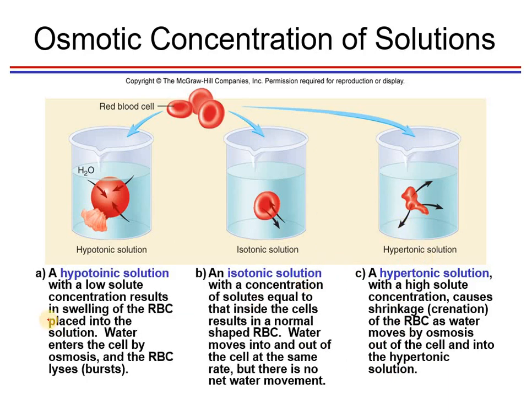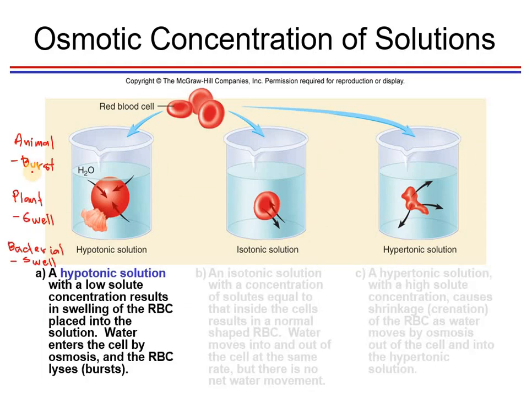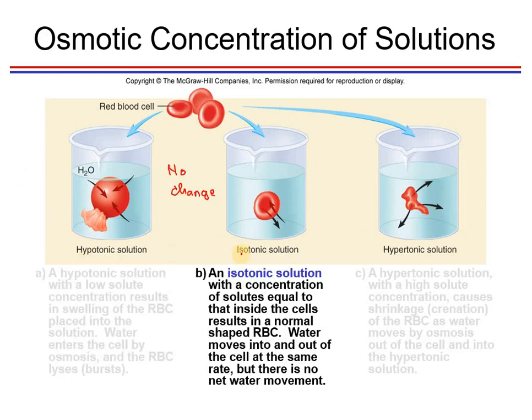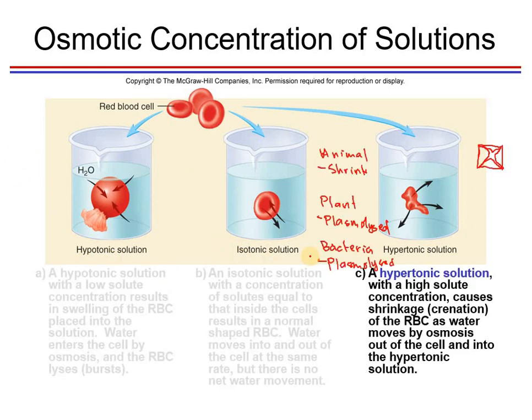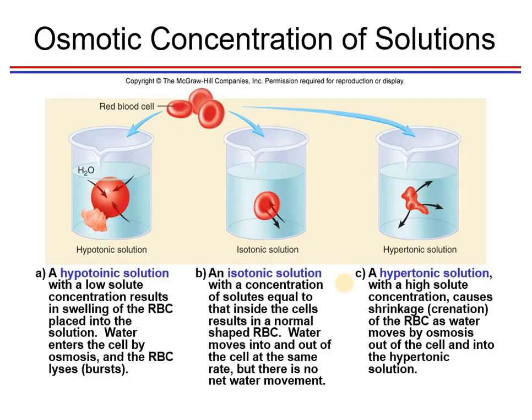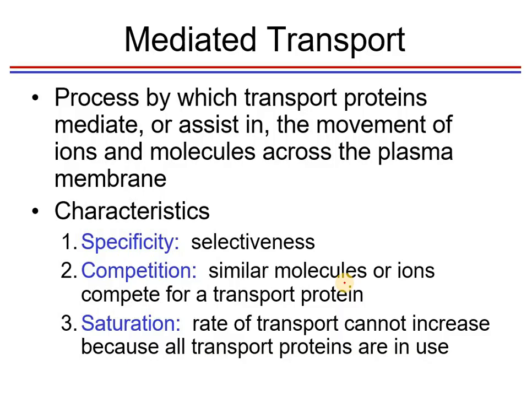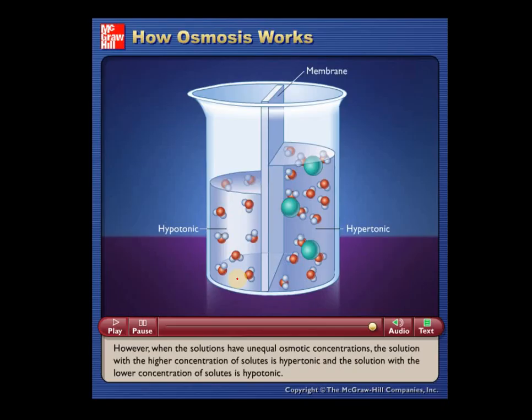So, ito yung summary. No? For hypotonic solution, magbo-burst yung animal cell kanina, yung plant cell magsiswell, yung bacterial cell magsiswell din. For isotonic, no change. For hypertonic, magsishrink yung animal cell, yung plant cell naman magpo-plasmolyze, bacterial cell will also plasmolyze. So that's it guys for the osmosis.